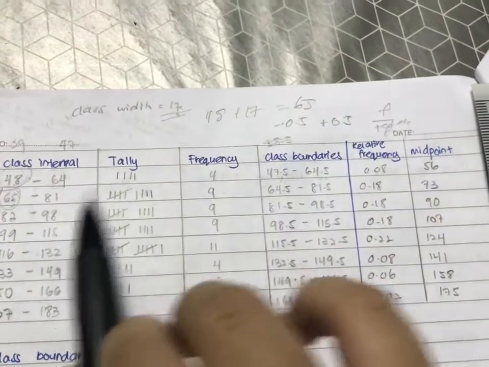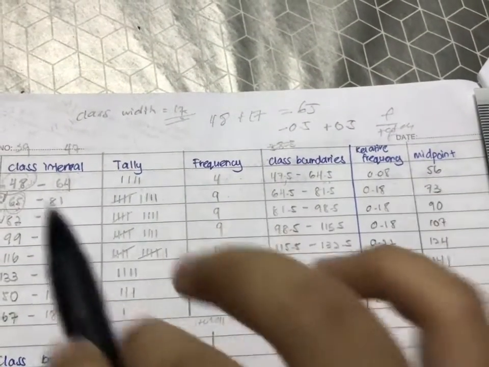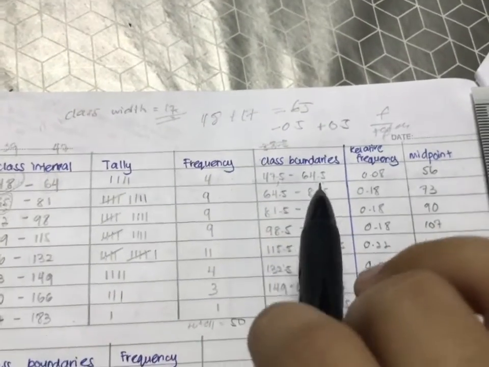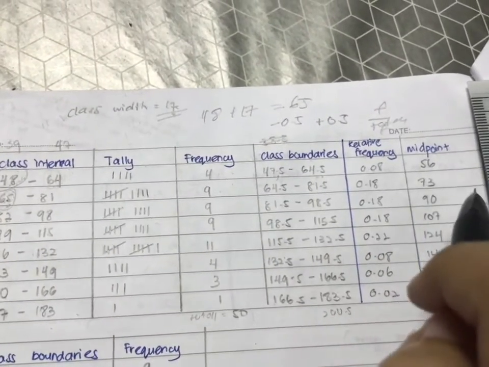It will have 6 main things that we should know, which is class interval, tally, frequency, class boundaries, relative frequency, and also midpoint.